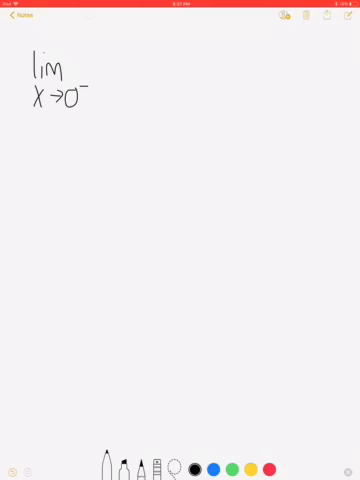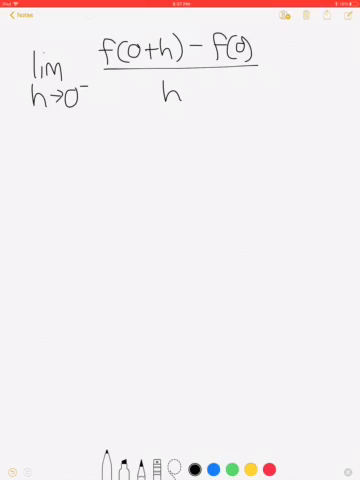Alright, so we need the limit as x approaches 0 from the left, using the definition of the derivative, which would be f of x plus h, and x is 0. Oh dear, that's supposed to be an h, excuse me. Too many zeros going on. Alright, so f of 0 plus h minus f of 0 over h. So that's just a fancy way to say the derivative of the function at 0.